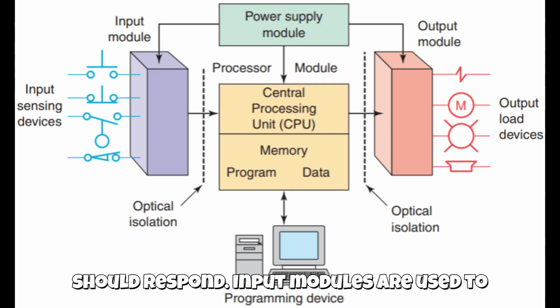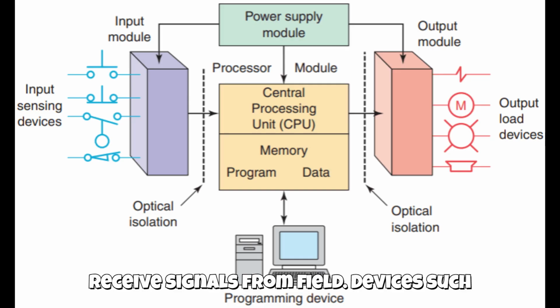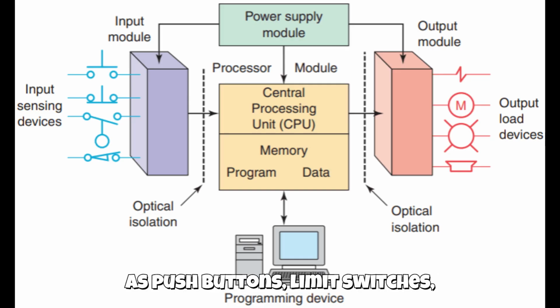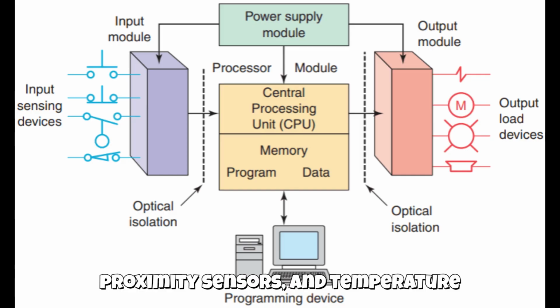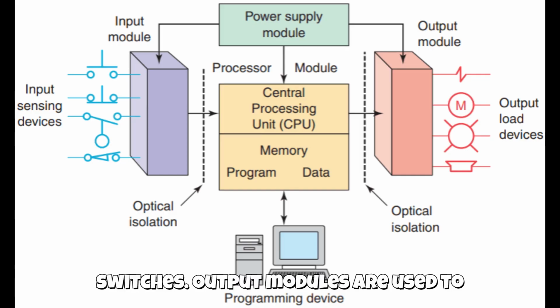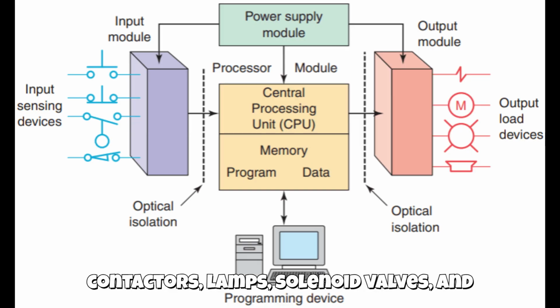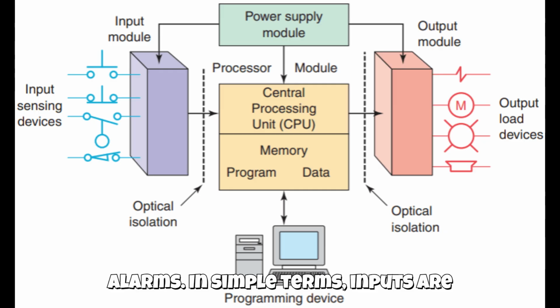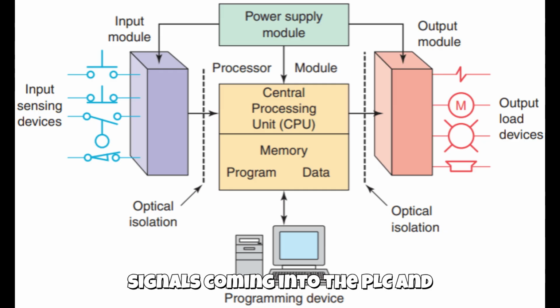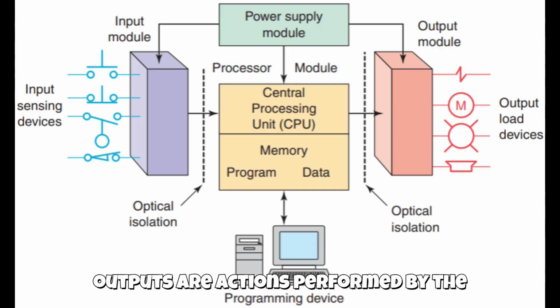Input modules are used to receive signals from field devices such as push buttons, limit switches, proximity sensors, and temperature switches. Output modules are used to control field devices like motors, contactors, lamps, solenoid valves, and alarms. In simple terms, inputs are signals coming into the PLC and outputs are actions performed by the PLC.